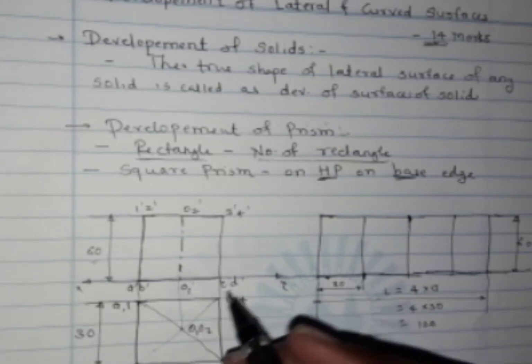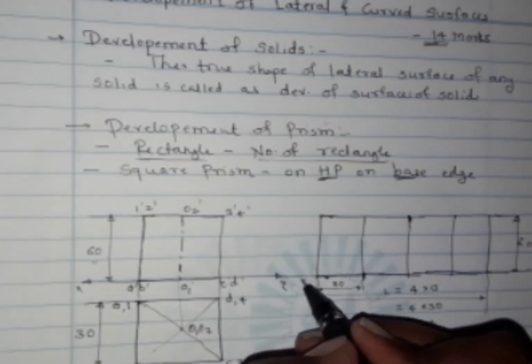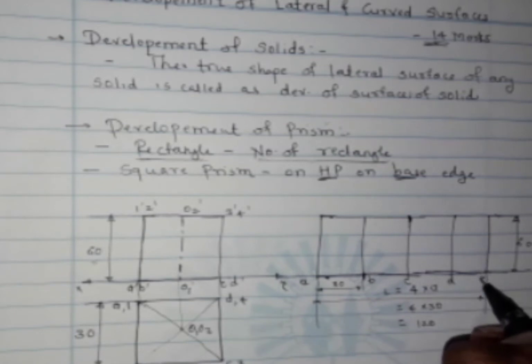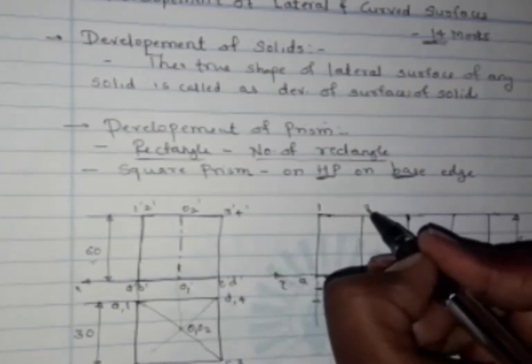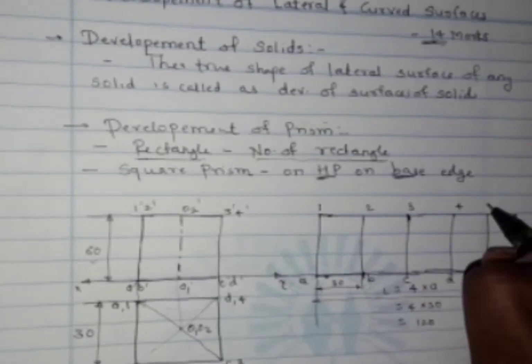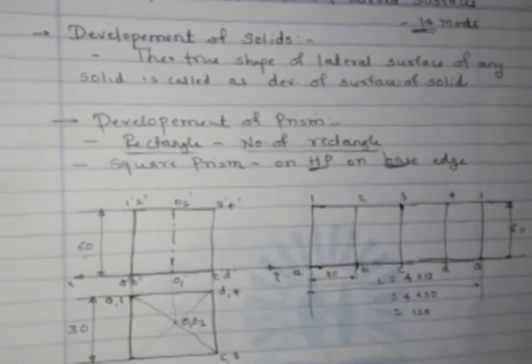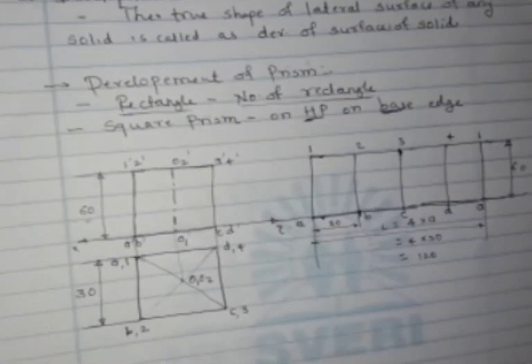So you can give the names like this here: A, B, C, D and A. So here 1, 2, 3, 4 and the 1. So like this, we are getting the development of the square prism. Basically, the development of the prism will consist of a number of rectangles. Okay, so this is about the prism. Now next we'll see the development of the pyramid.